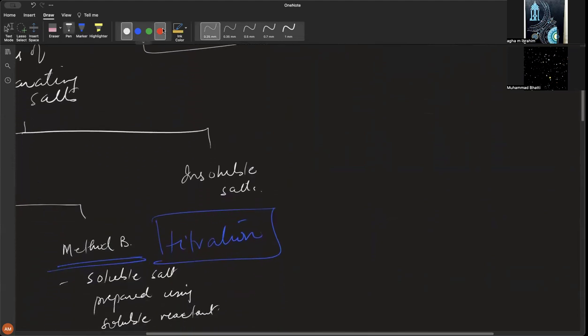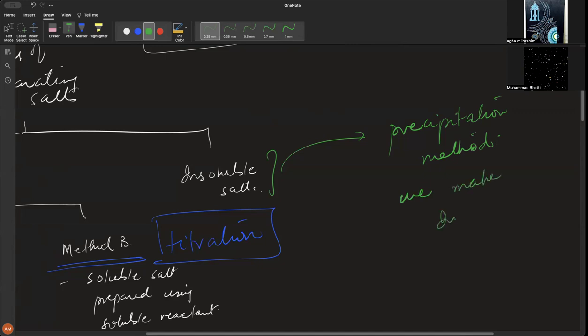And the third one and the last one, making insoluble salts. The method that we use to make insoluble salts is called the precipitation method. In the precipitation method, it's not something that is very difficult to understand. By precipitation methods we make insoluble salts. We already know the reactants, right?